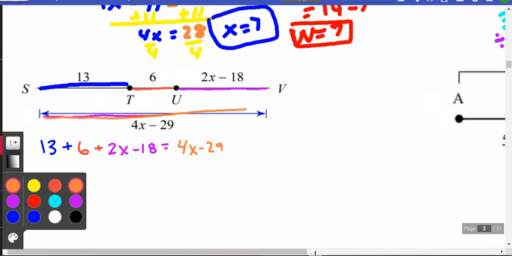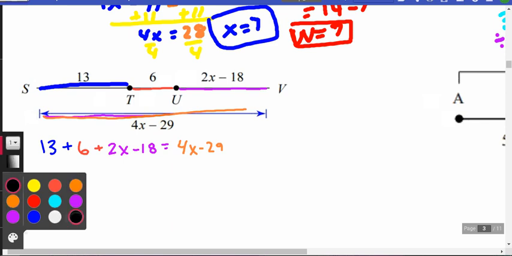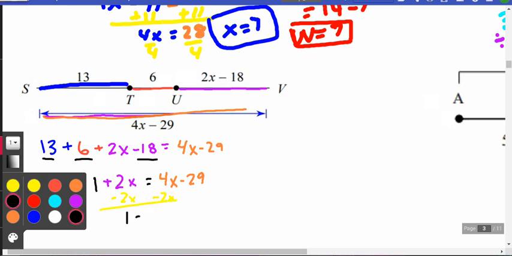All right, so let's combine our like terms. 13 plus 6 is 19. Take away 1 is going to result in 1 plus 2x equals 4x minus 29. I am going to subtract 2x from both sides to result in 1 equals 2x minus 29.